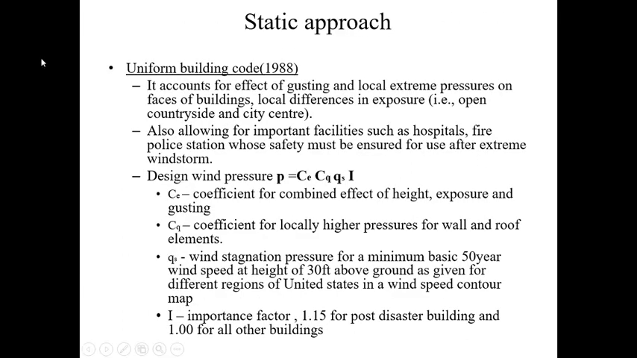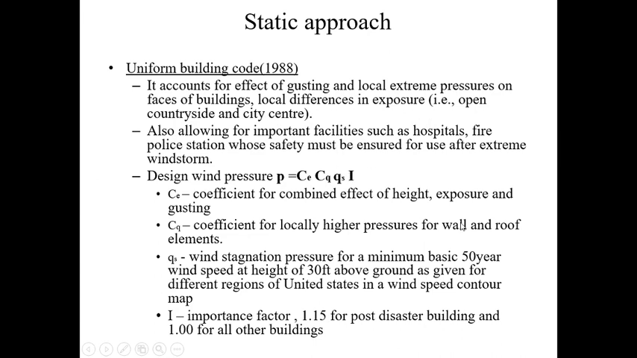So now first we shall see the static approach. Here we will be studying the Uniform Building Code that is used in the US, the 1988 code, and also the Indian Standard Code IS 875 Part 3, which is for wind loading. Now first we shall see the Uniform Building Code. This code is US based. So here the formula used for the wind pressure calculated is P = Ce Cq qs I.